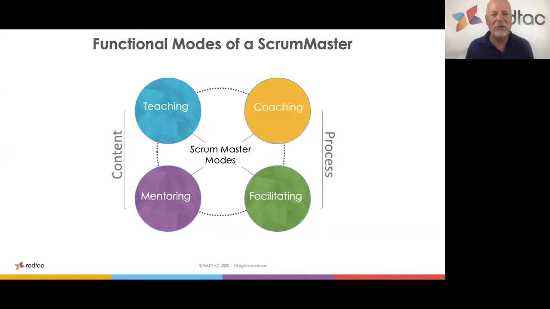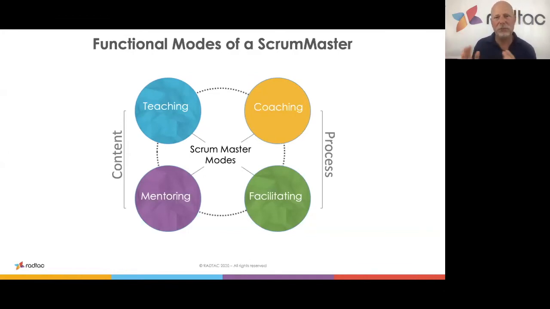So teaching and mentoring is very much about broadcast. This is the right way to do things. This is what we should consider, all that sort of good stuff. Now, for a team that's very inexperienced, that would be the correct interaction. However, we want the team to be self-organizing. The team will never self-organize if we're just broadcasting to them all the time.